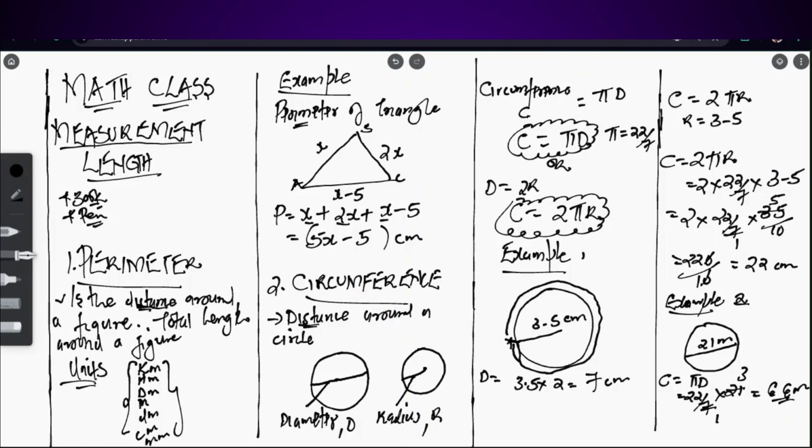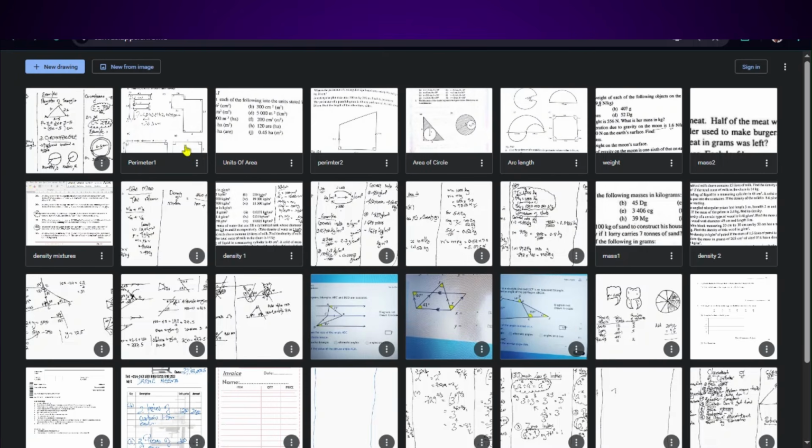Right. I hope you are with me up to that. Perimeter is the distance around a figure. It doesn't matter how a figure looks. It's just a distance all around. You make sure the units are the same, then you add them together. Circumference is the distance around specifically a circle, and we have a formula for that, and we've had a number of examples for that. Okay, the next thing is the length of an arc.